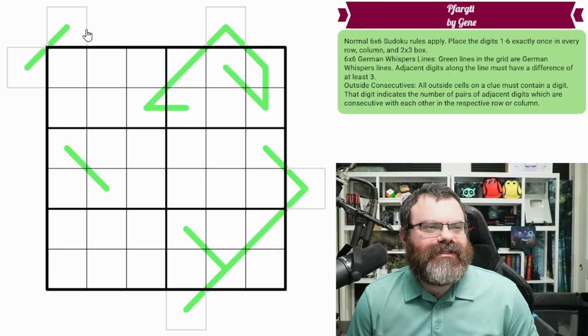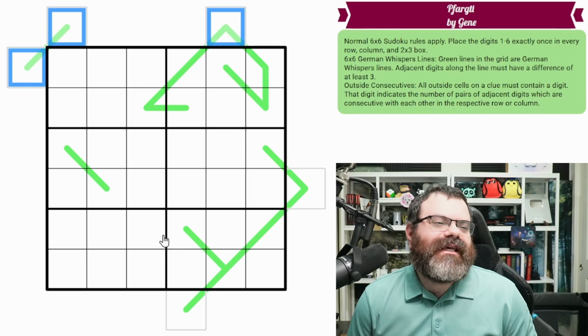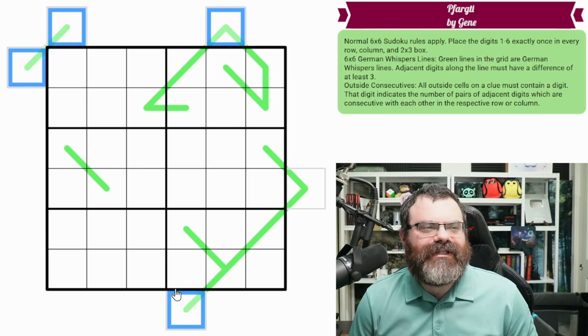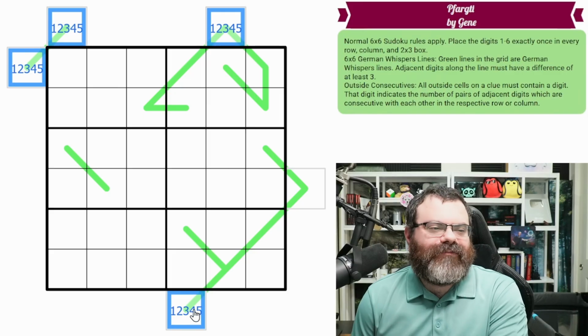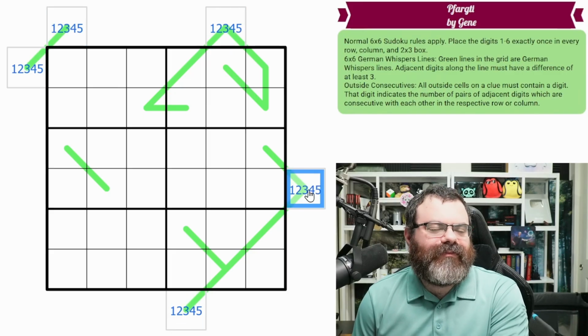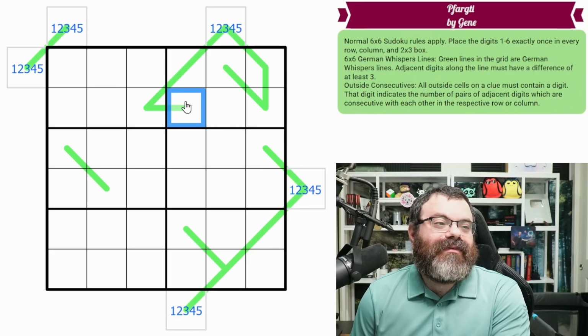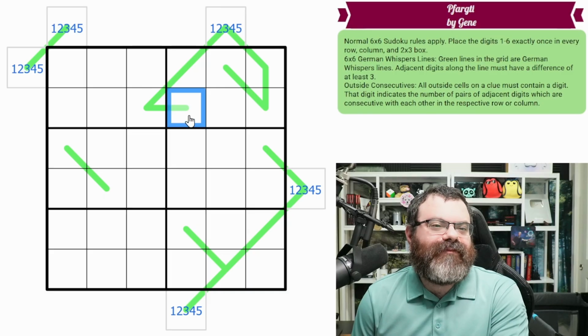All right. How shall we get started? We could pencil this German whisper line. So first of all, the outside clues are the number of pairs of digits that are consecutive. So 5 is our maximum. These go up to 5, which I don't know if it's worth marking or not, but I will. So now I'm going to color this line first.